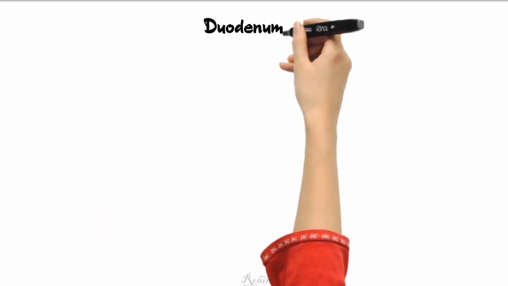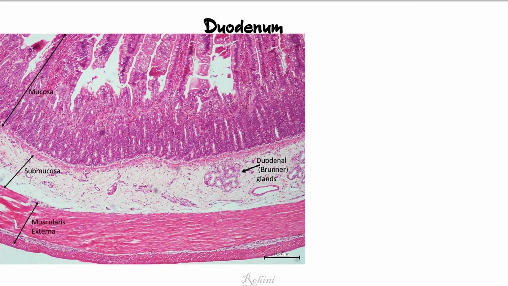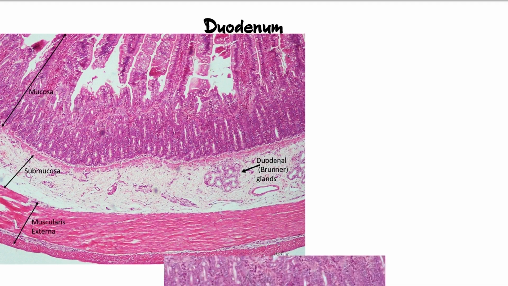As we begin with the slides of the small intestine, we see the presence of villi and goblet cells in between the columnar epithelium. The identifying feature in this slide of duodenum is the presence of duodenal glands, the Brunner's glands, in the submucosa.